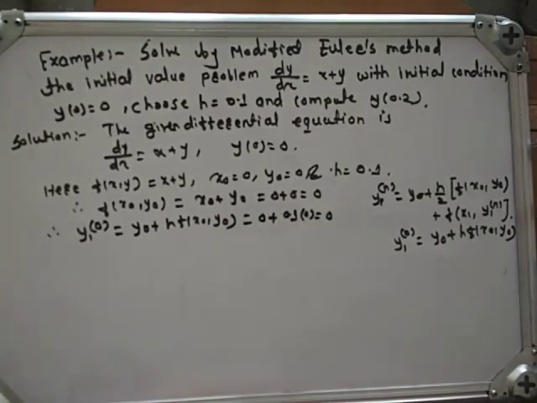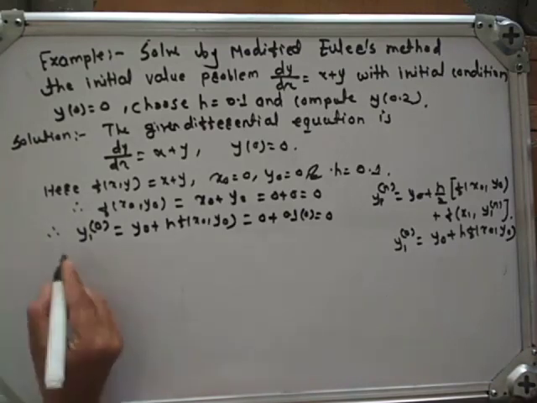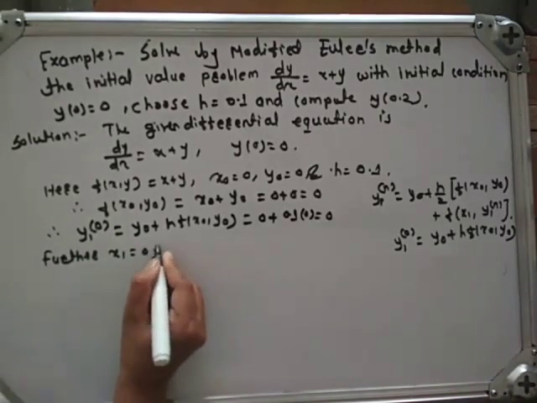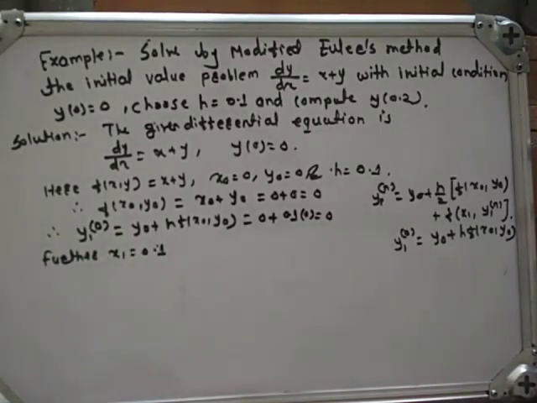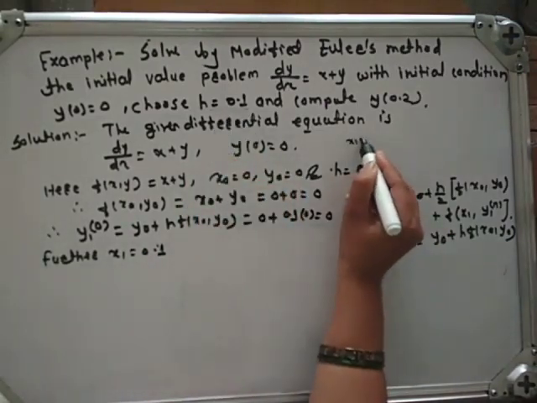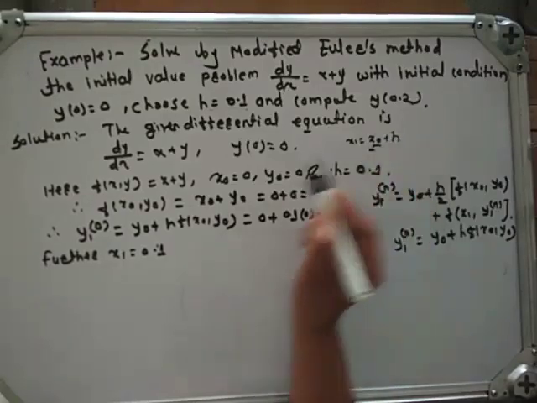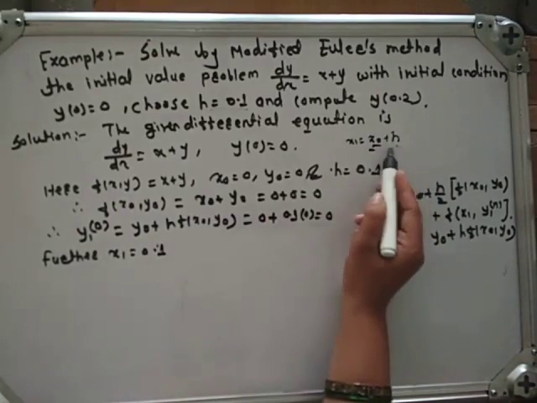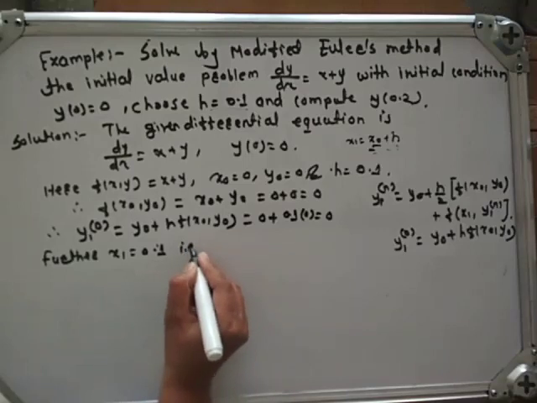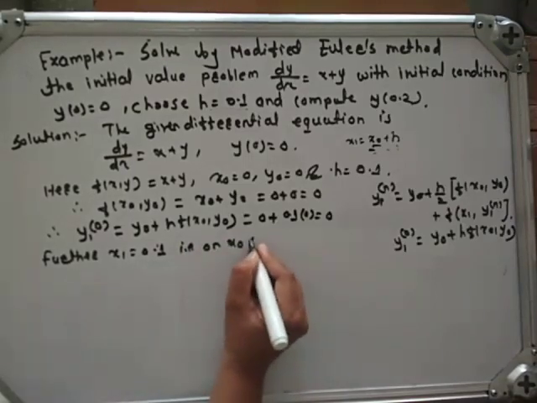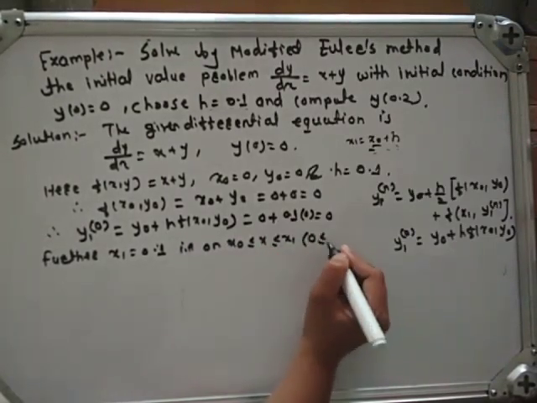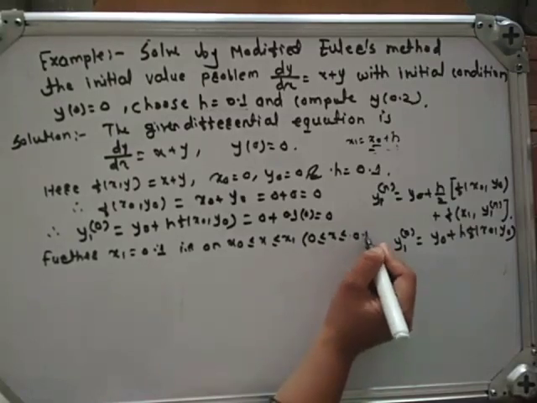Further, x1 is equal to 0.1. Why is x1 equal to 0.1? Because the interval of differencing is 0.1 and x1 is nothing but x0 plus h. But x0 is 0, so 0 plus 0.1 is 0.1. So x1 is equal to 0.1. That is, your x lies between x0 and x1, meaning 0 is less than or equal to x is less than or equal to 0.1.